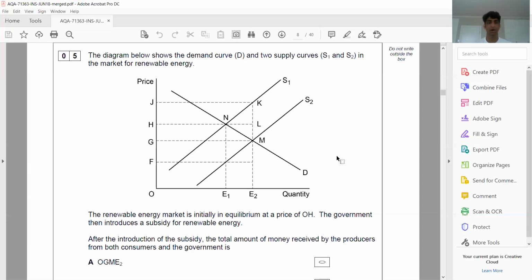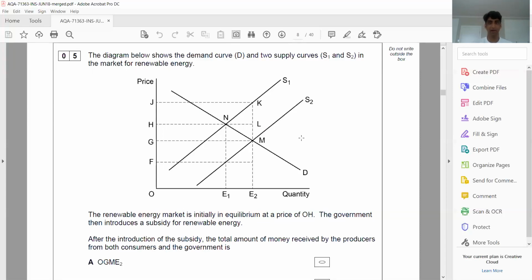The renewable energy market is initially in equilibrium at price OH. Now, why is that? It's because of the interaction of demand and supply, and we get to a meeting point N. The reason we're at S1, there's no reason as such, just that whatever I'm able to supply at a given time, that's where the supply curve will be. Now, what I want to know is, how do we get from S1 to S2?